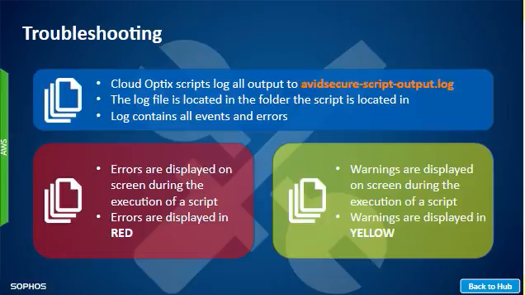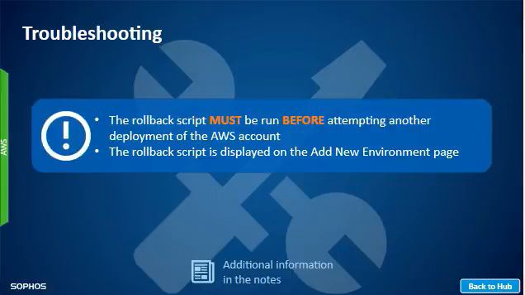Input for this log is the script output, which shows these errors and warnings on screen during the execution of the script as well. When using a compatible Linux distribution, it uses color coding. This helpfully makes it very easy to distinguish between errors that are displayed in red and warnings that are displayed in yellow. Regardless of the cause of the deployment problem, it is imperative to run the rollback script before attempting another deployment of the AWS account.